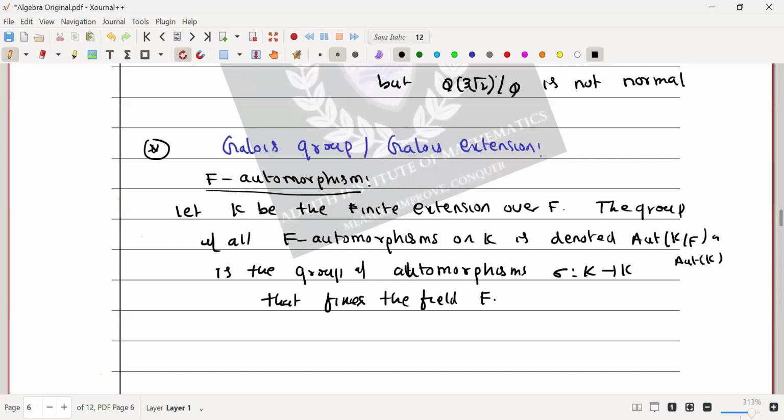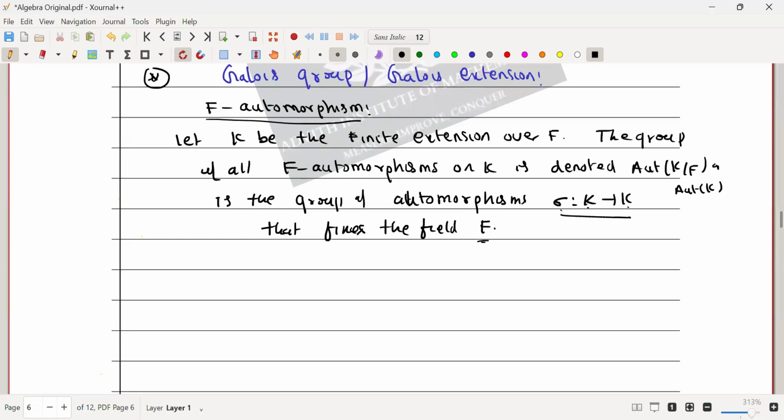Here sigma is an automorphism from the field K to K, and this automorphism fixes the field F. That means, suppose you assume an automorphism from the field K to K.